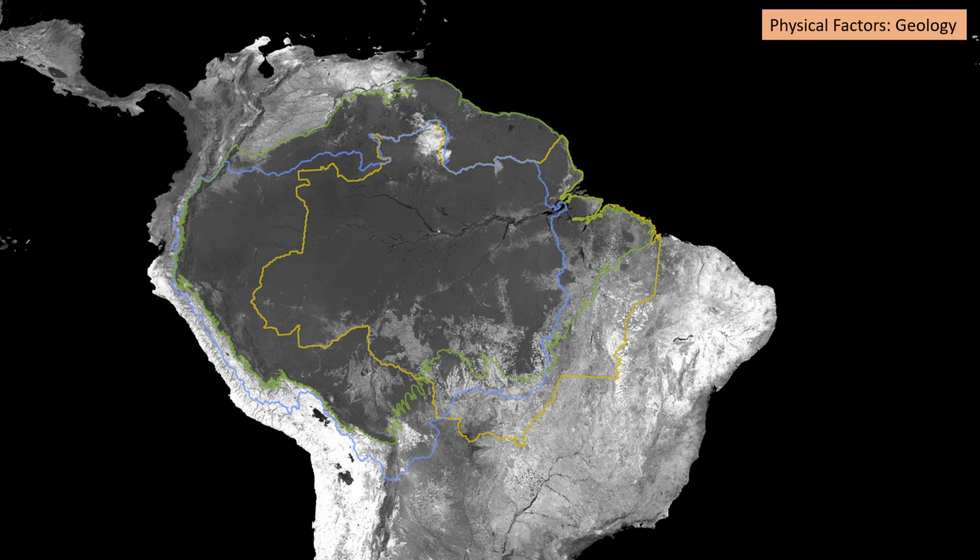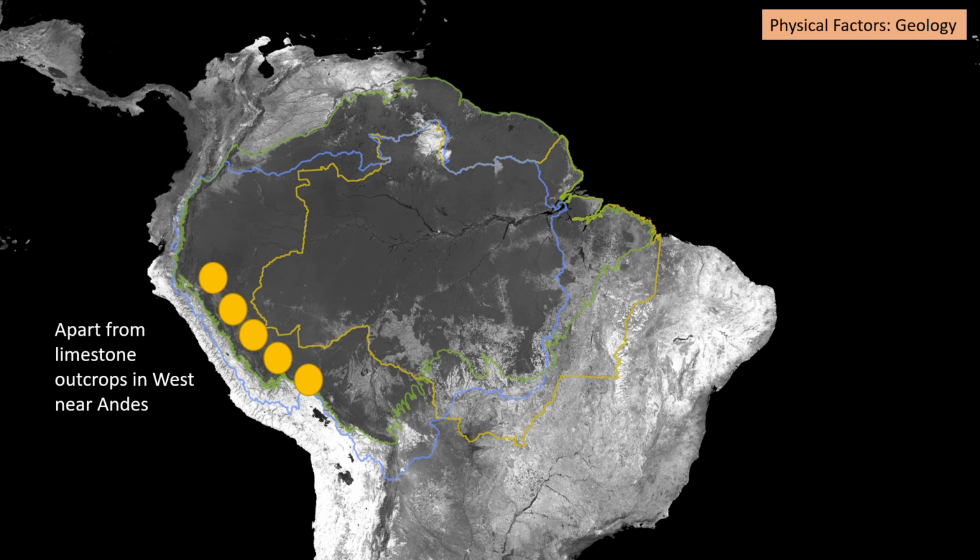The only area in which there is a significant carbon store is these limestone outcrops, and limestone has carbonates in it, and that's in the west near the Andes. So close to the Andes you get these limestone outcrops, and they have carbonates, and so in that area they are significant in terms of the amount of carbon that they can store in the geology.